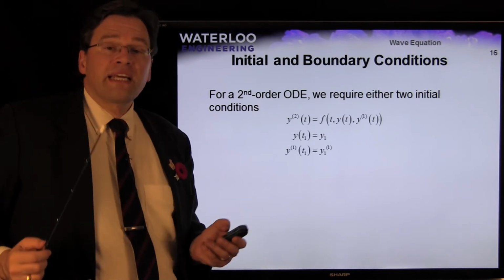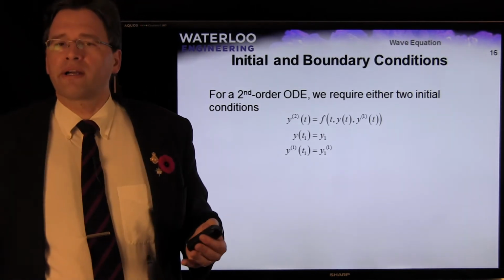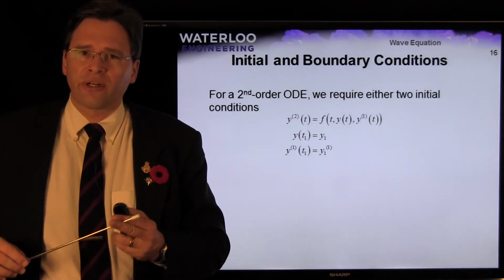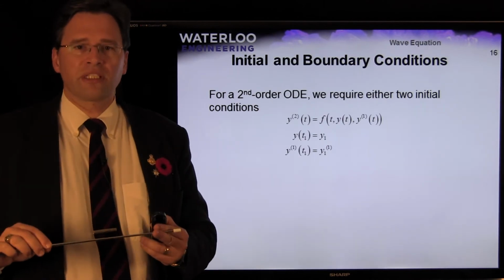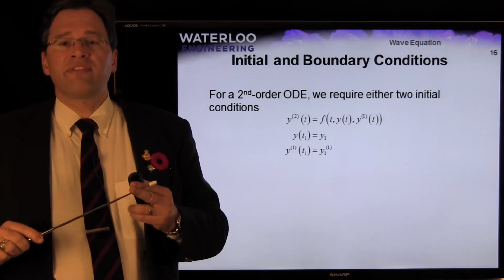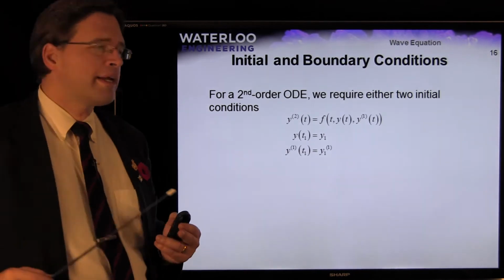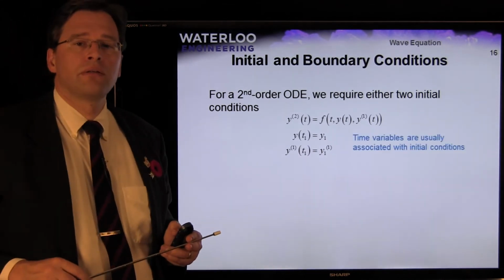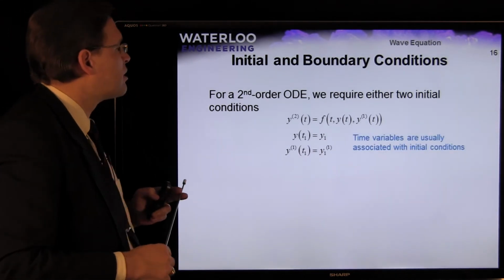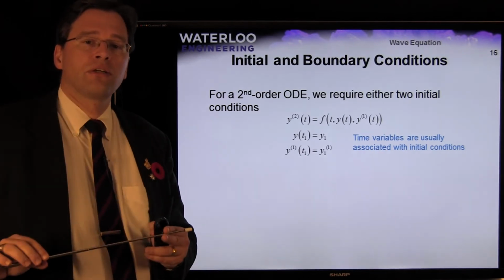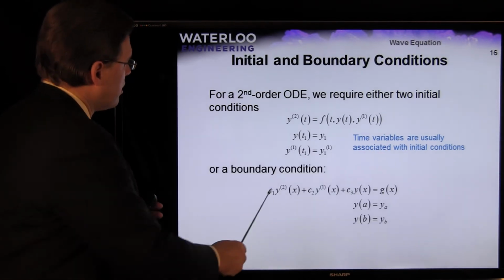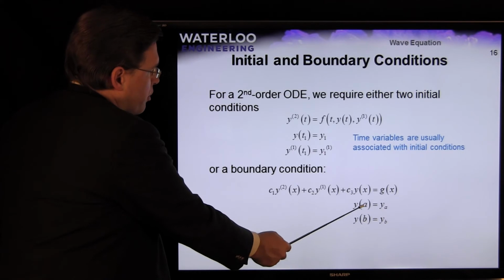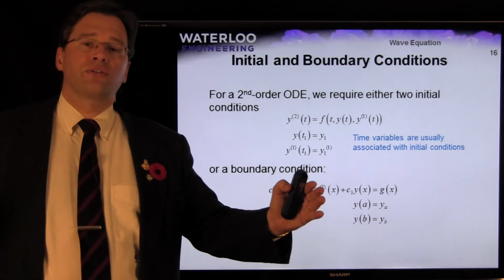Now, for a second order ordinary differential equation, we require two integrations to find the solution. With every single integration, we have a coefficient of integration that we have to fix. The way we fix these coefficients can be in one of two ways. We can either specify two initial conditions at some initial time, and again, time variables are usually associated with initial conditions, or we can have boundary conditions. So here we have a second order ODE with respect to space. Since it's second order, we have two boundary conditions at two values a and b.